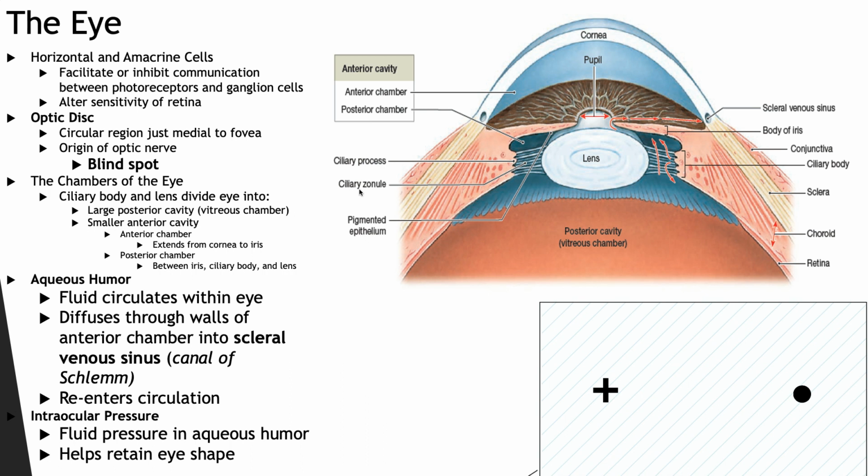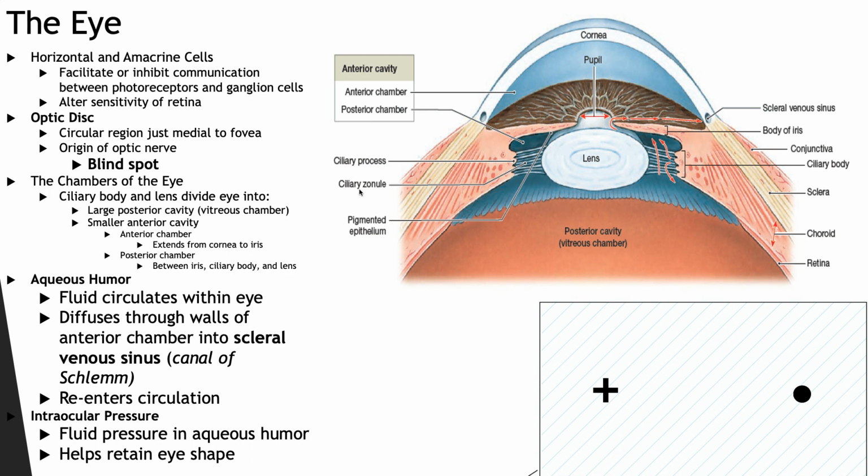So recall that the ciliary body and the lens divide the interior of the eye into a large posterior cavity and the smaller anterior cavity made up of anterior and posterior chambers. Both those chambers are filled with the fluid aqueous humor. The posterior cavity also contains aqueous humor, but a gelatinous substance known as the vitreous body takes up most of its volume.